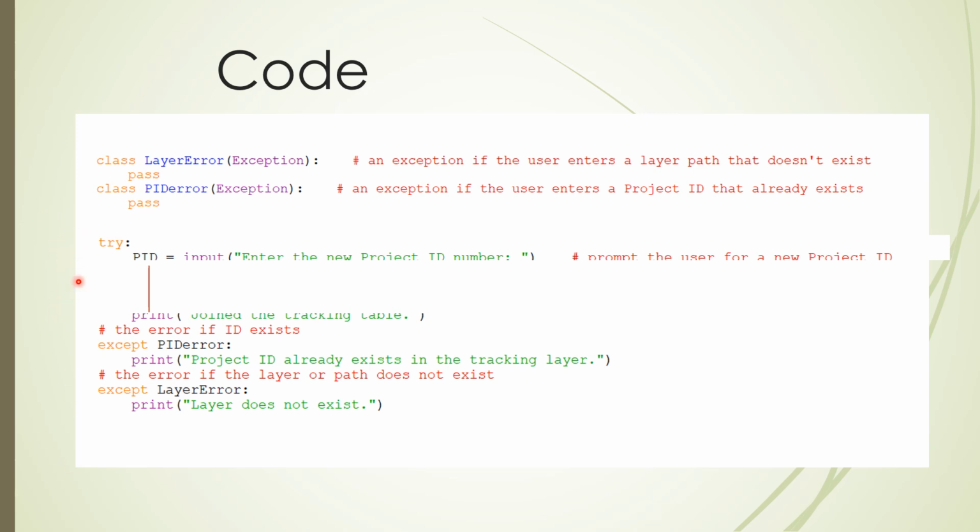So in the middle is the try except statement, and I wanted to show that at the top of the code I created two classes, one for the layer error when the path to the parcels feature layer doesn't exist, and I also added a parcel ID error. That's for if the project ID already existed in the tracking layer, the user gets the error. So the code starts with the try statement, and then at the very end are the two exceptions for the project ID error or the layer error.